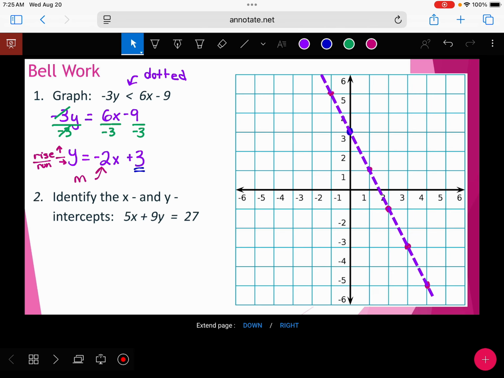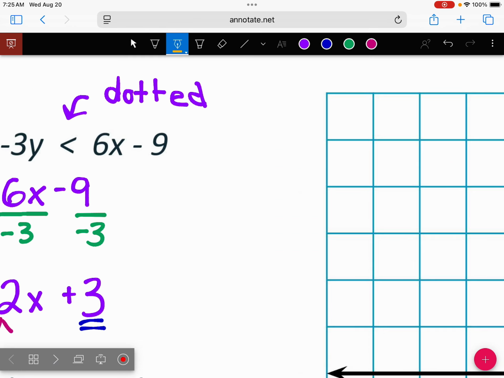Then we need to figure out where we're going to shade. So we get to pick absolutely any point we want to. There's some that are easier to work with than others, but we can use any point in the whole universe. We just want to know which side of our line it's on. Easiest option is to think about 0, 0. You don't have to use 0, 0, but it's an easy one to use.